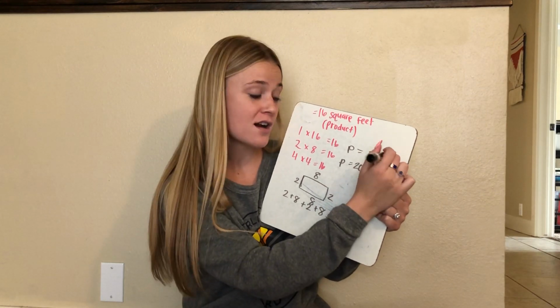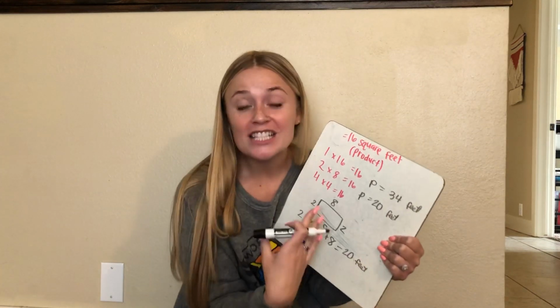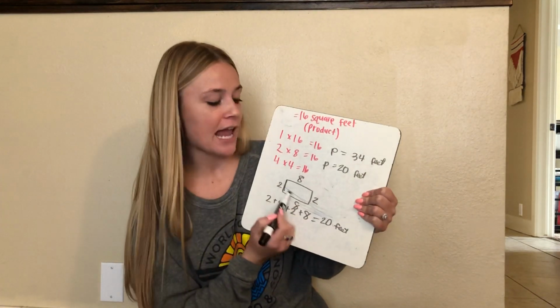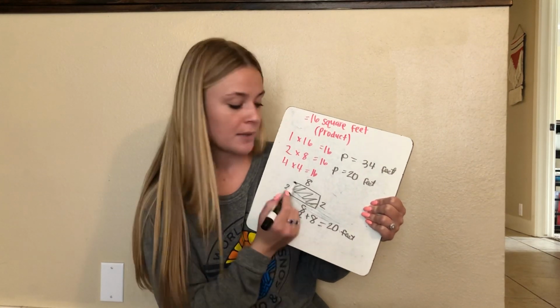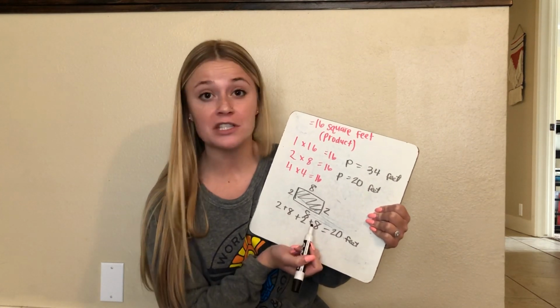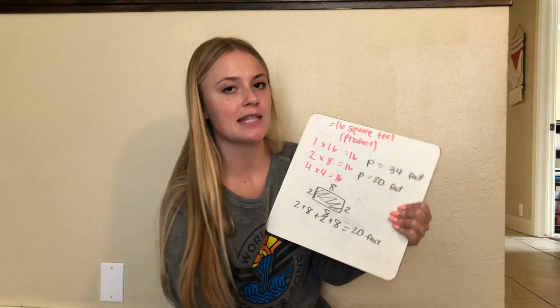Oh, that's so crazy. So the perimeter of this one is 20 feet. And the one before was 34 feet. Okay, so this just proves how the area, the space inside, is the same, but that does not mean that the perimeter is the same, right? Because I have different side lengths, the outsides.